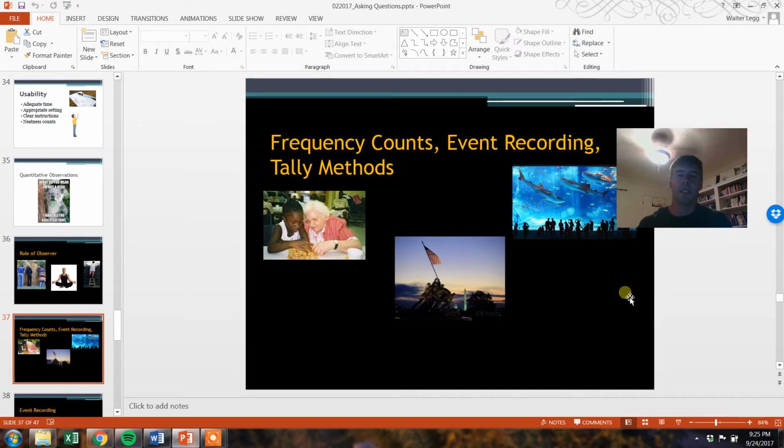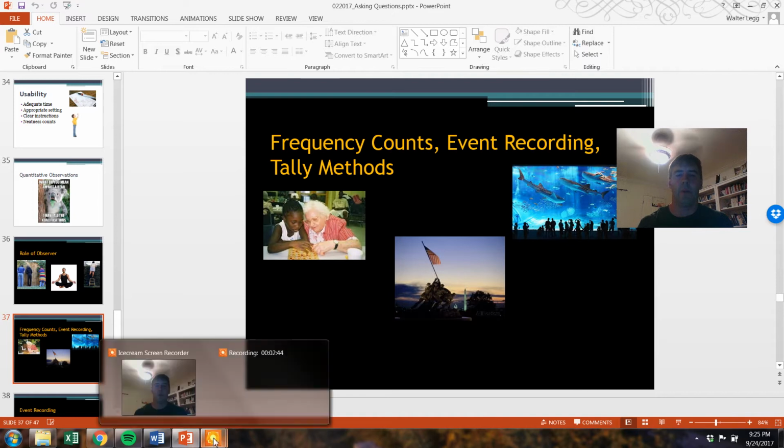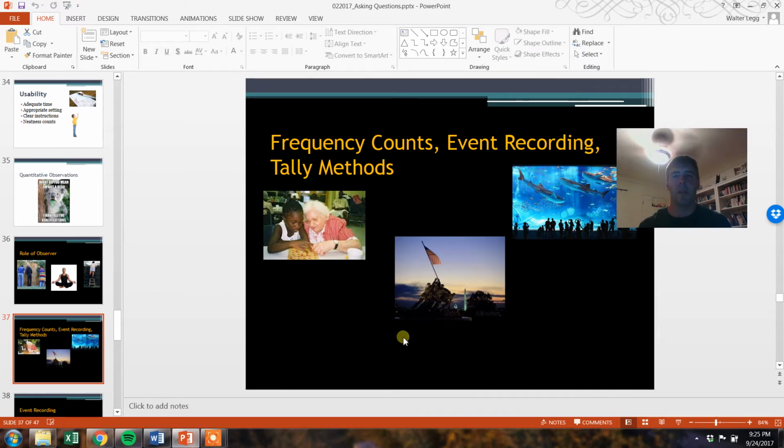Okay. So let's talk about a few techniques here. The most common one is a frequency count, sometimes called an event recording or a tally method. In this case, you are simply counting the number of times you see a defined behavior.